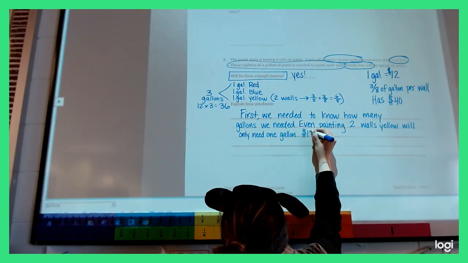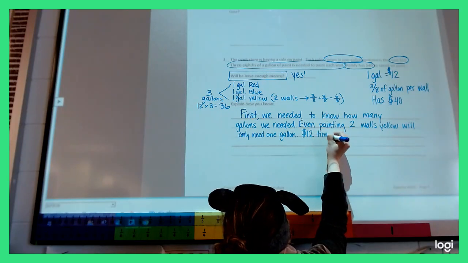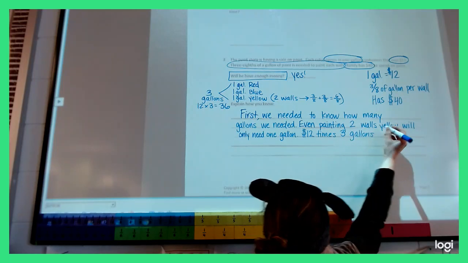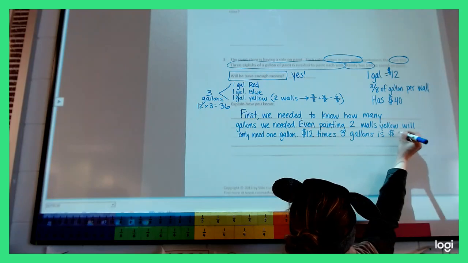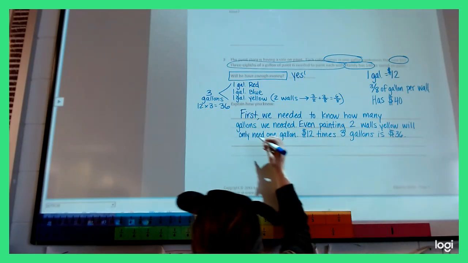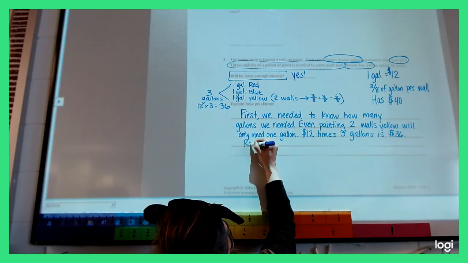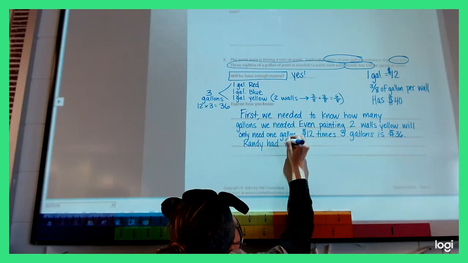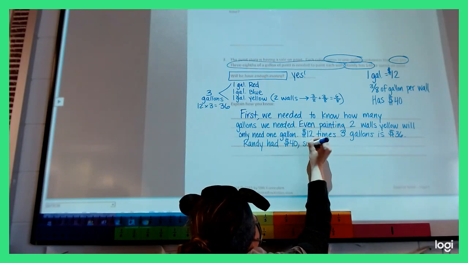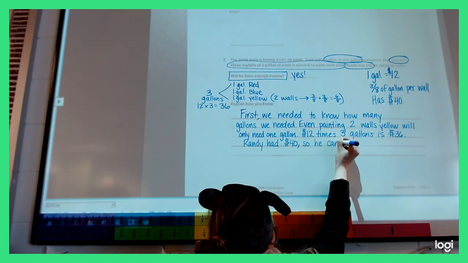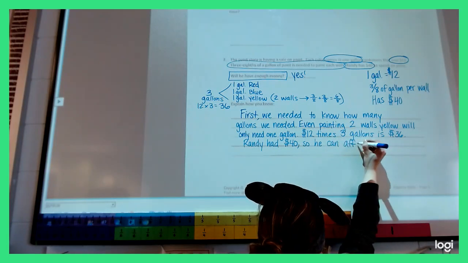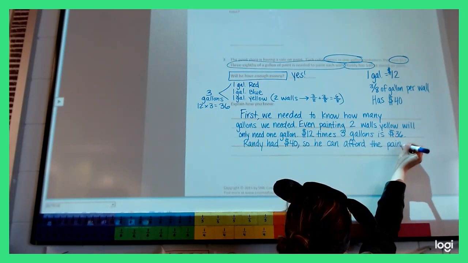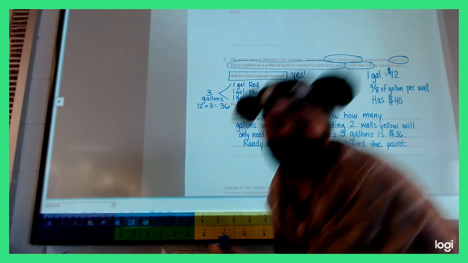And then I'm going to say $12 times 3 gallons is $36. Randy had $40, so he can afford the paint. I know I wrote fast, I just want to get out of your way so you guys can all copy that down, or if you've got your own words, feel free to use them.